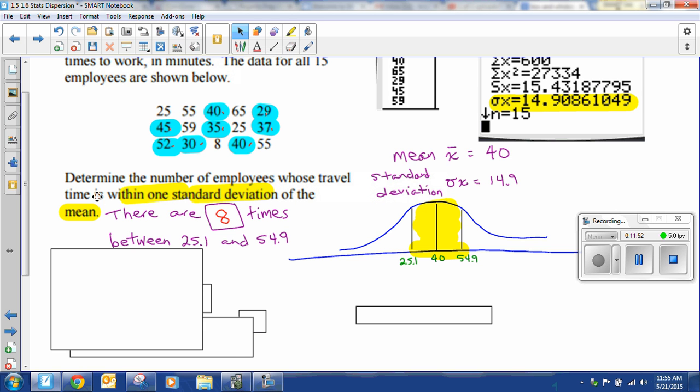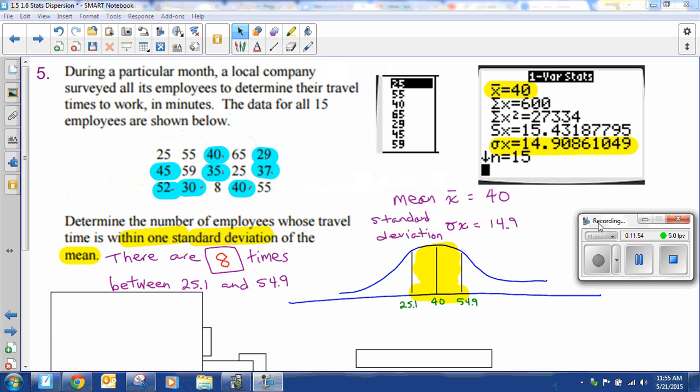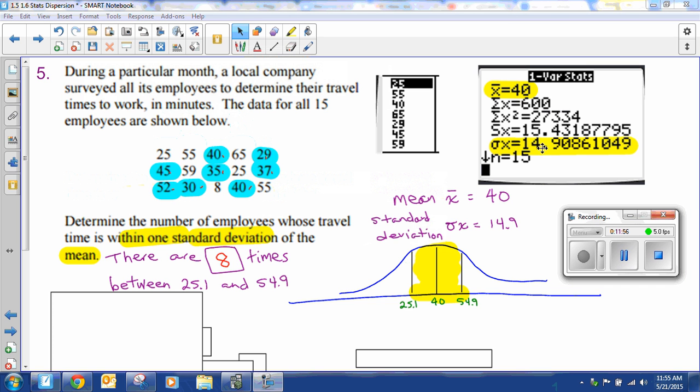And that is your summary of some of the things that the statistics function can allow you to do and determine on the graphing calculator, which should be very useful for this course. Good luck to you.